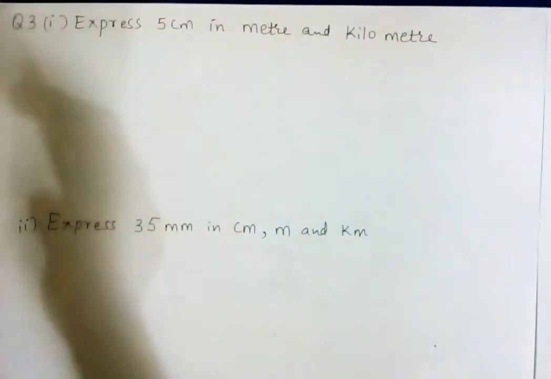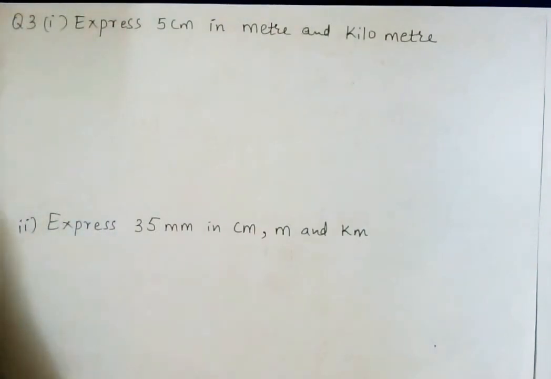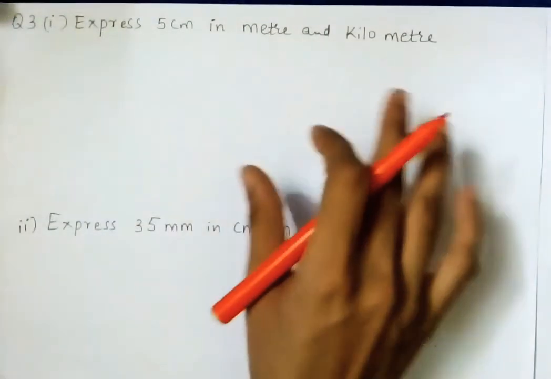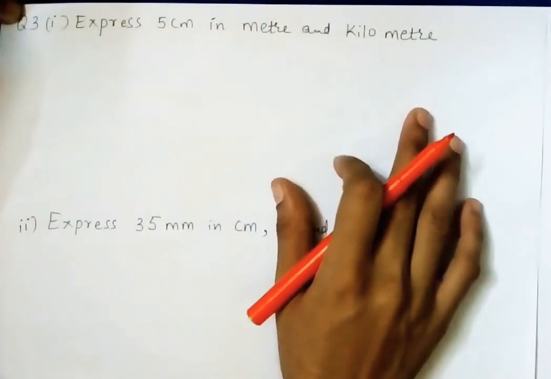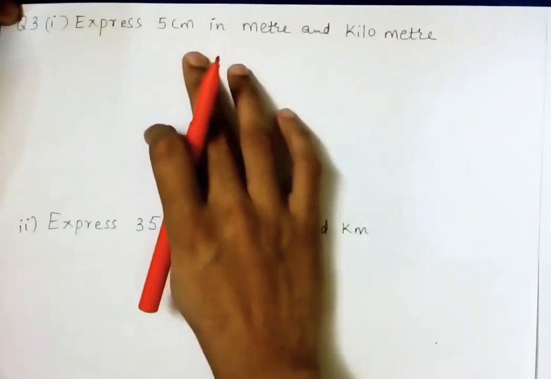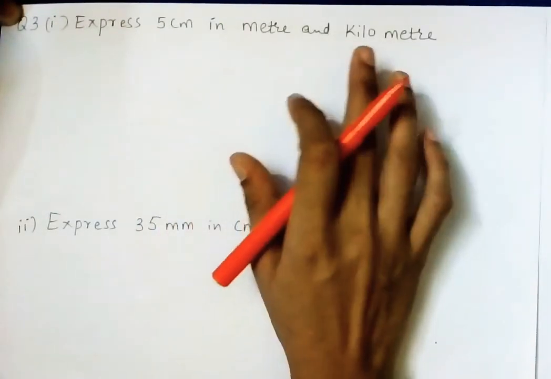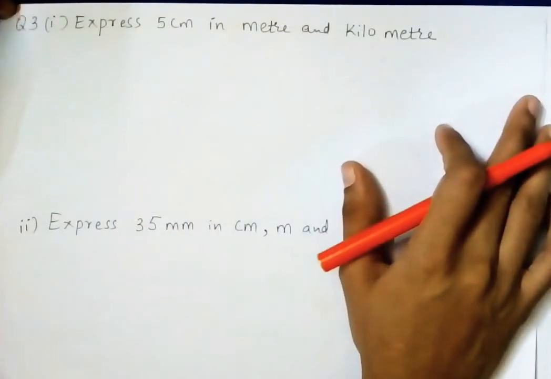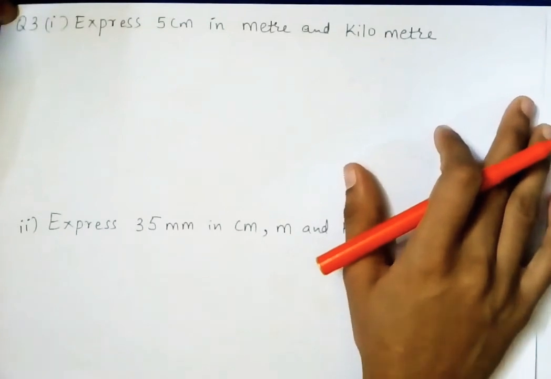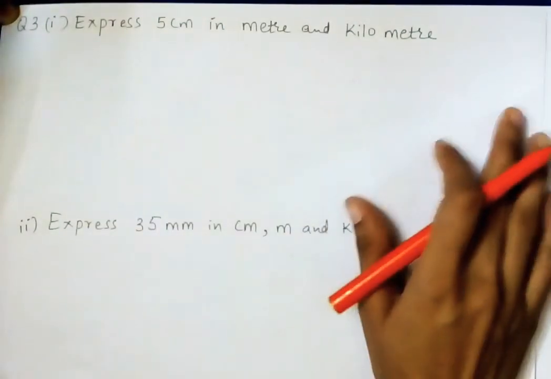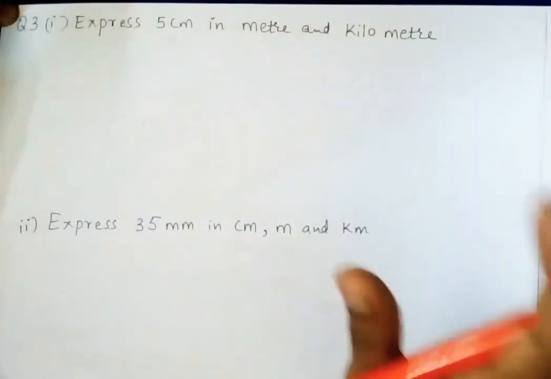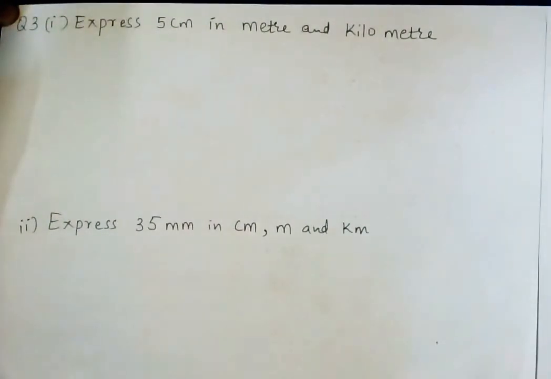Now first of all, how to convert? Many students have confusion in conversion of units, how to convert centimeter to meter. You should know that 1 centimeter equals how much meter, and 1 kilometer equals how much centimeter. This relation between the units is very important and you need to be very careful when you do conversion of units. So there is one easy method I'll show you.